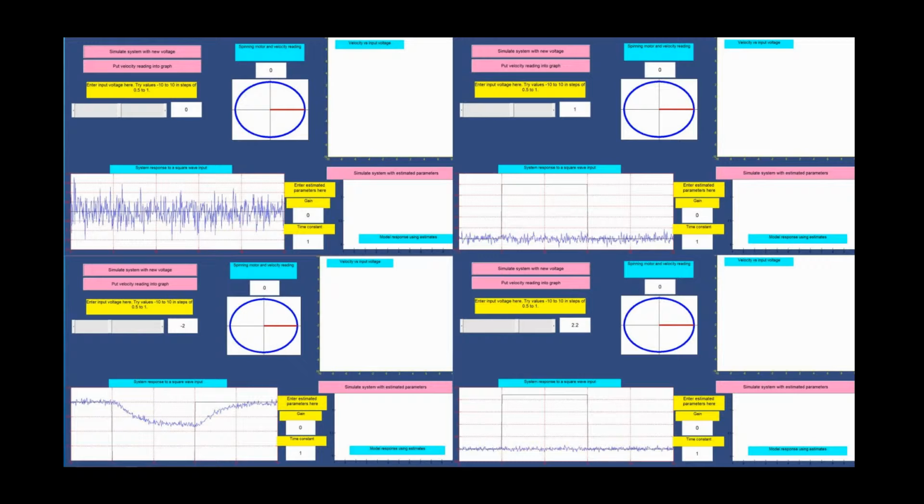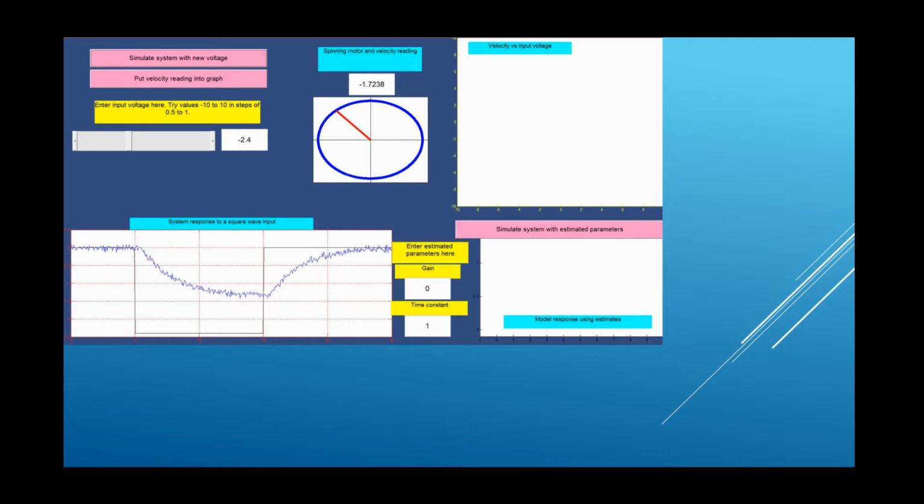This slide shows four different situations when the input voltage is 0 volts, 1 volt, 2.2 volts, and negative 2 volts. We can see that when the magnitude of the voltage is less than 2.2, the velocity of the motor is 0. If we change the magnitude of the voltage to 2.4 volts, then the motor begins to work, and the rotational speed is shown on this panel.